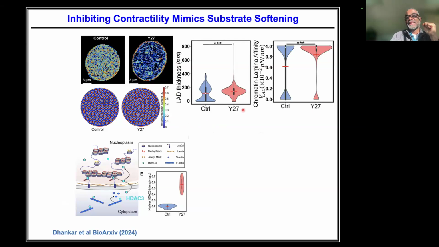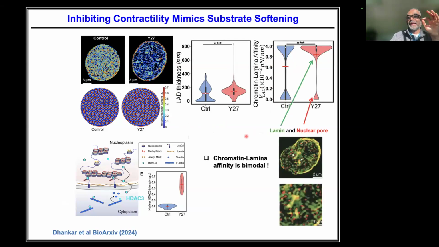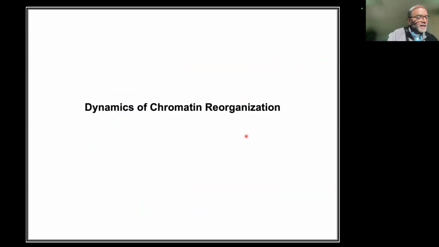So if you inhibit contractility, you get similar behavior, where you get these chromatin lamina-associated domains. Now, the other interesting thing that we found from the theory, when we extract the strength of the chromatin-lamina interactions, is that we get two peaks, one at high affinity and the other at low affinity. The reason is that in the nucleus, there can be nuclear pores. Nuclear pores have very low affinity. So we are able to recapitulate a lot of interesting biology using this simple phase field approach.